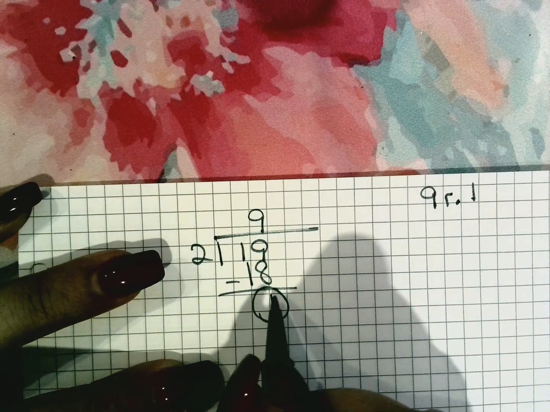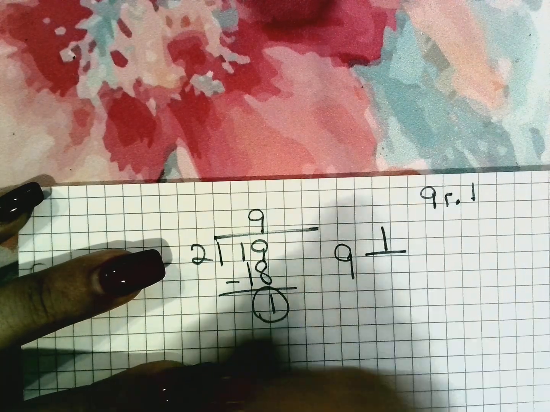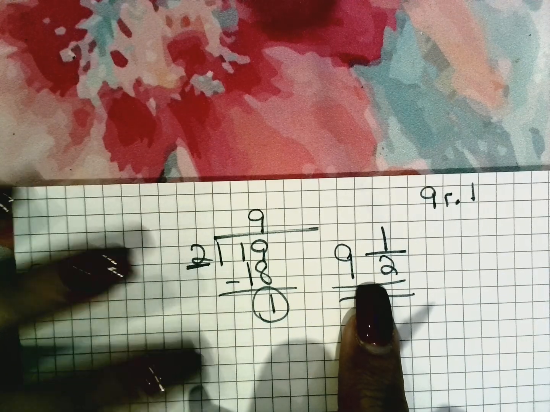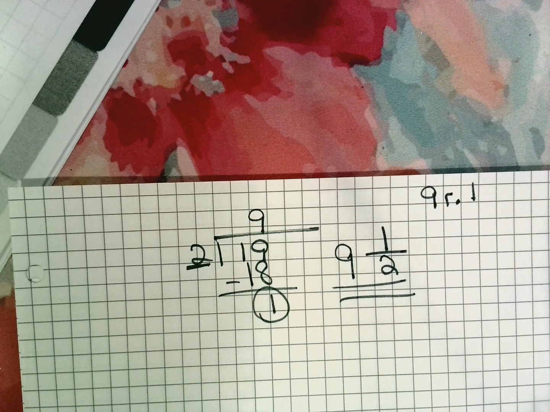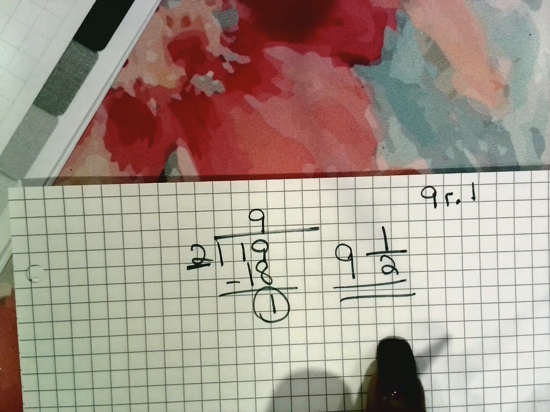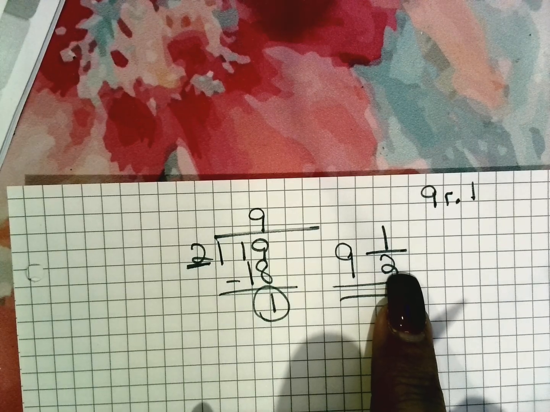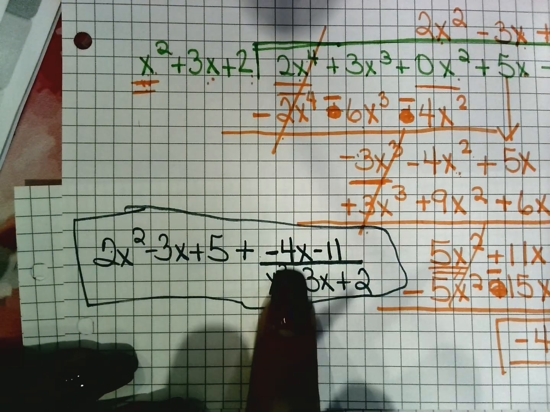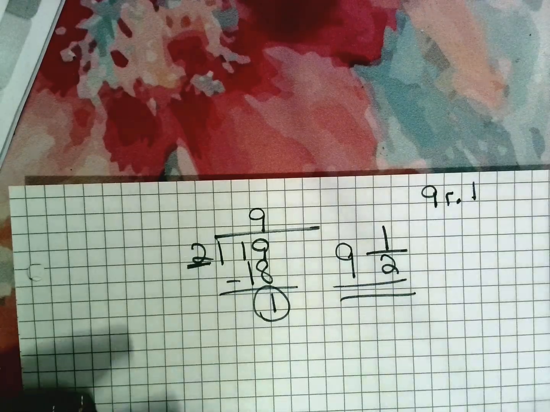But then you learned that you can rewrite this as 9, this is your remainder 1, over what you were dividing by, 9 and a half. And that's a lot more useful for us than 9 remainder 1. It just is, we get more information here. I like this one better because we know what we were dividing by. Okay? And that's exactly what we're doing here. We're putting the remainder over what we were dividing by.